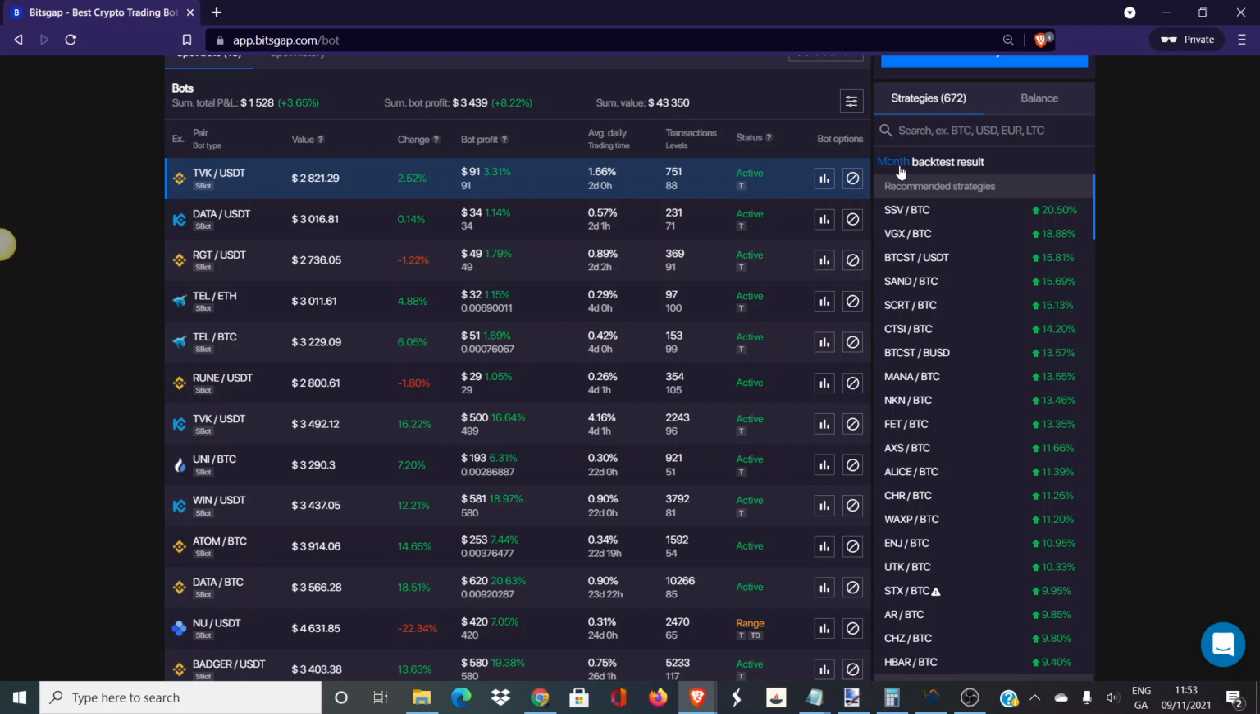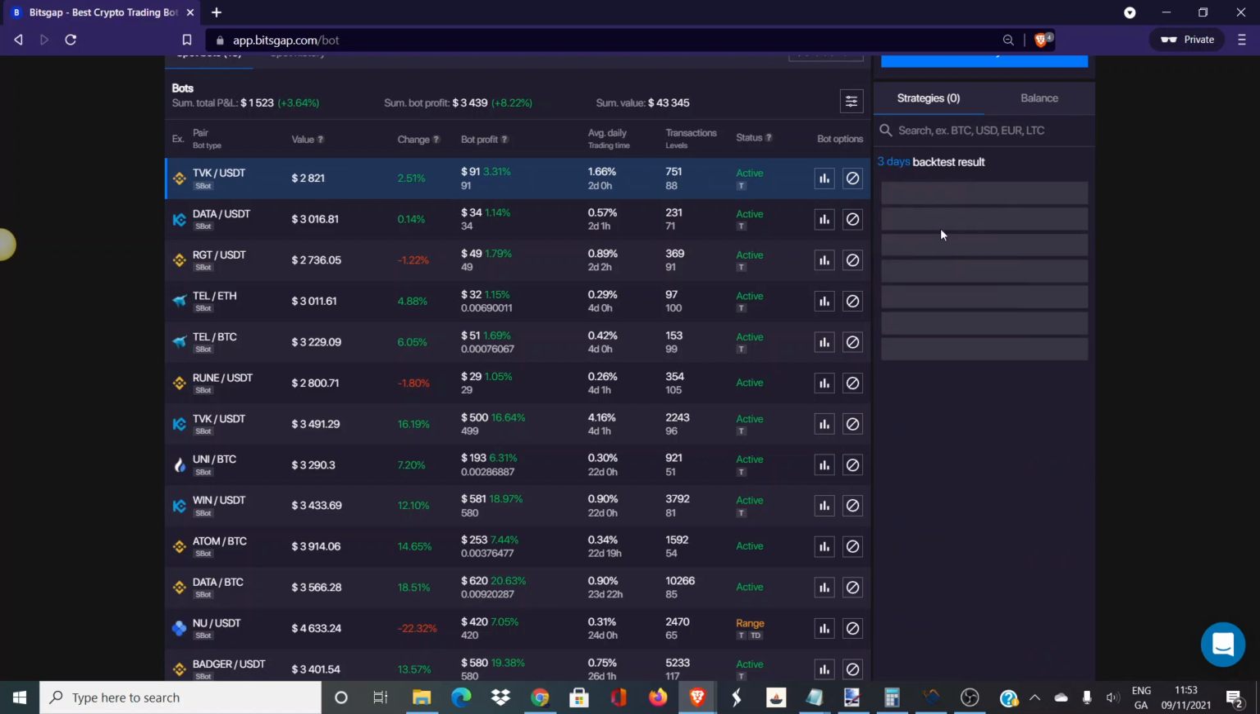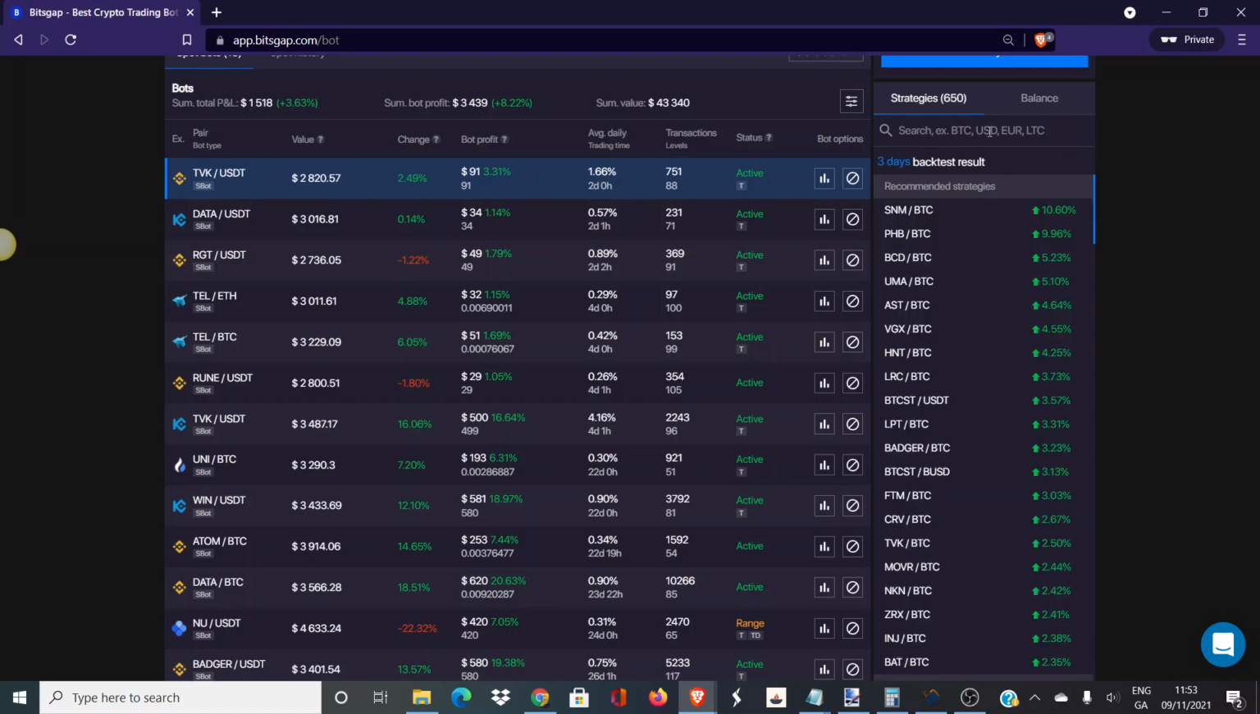So here we can pick either the month, a week, or 3 days backtest results, right? And what I usually do, I check all three. I check the 3 days results. It depends what you want. If you want to trade with Bitcoin, you have BTC here on the right side. I usually go for USDT to have the rough idea what the market is compared to the US dollar. So here we have the top strategies for USDT.